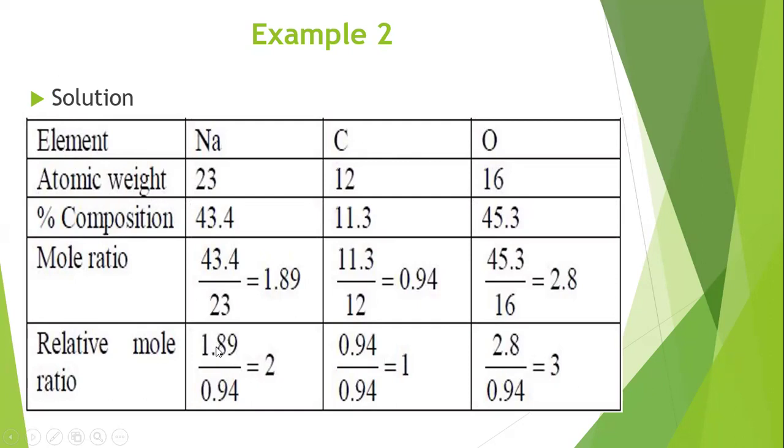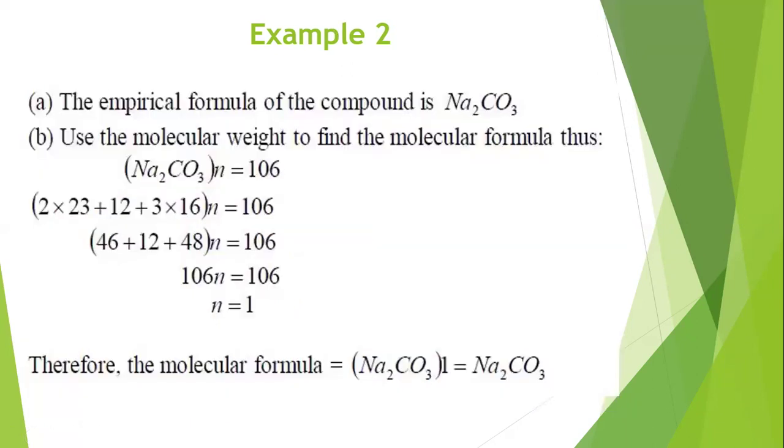So for the sodium, it will be equal to 2. Then for the carbon, 0.94 divided by 0.94 will be equal to 1. And for oxygen, 2.8 divided by 0.94 equals 3. Therefore, you have the empirical formula. So the empirical formula of the compound is simply Na2CO3. So that's the empirical formula.